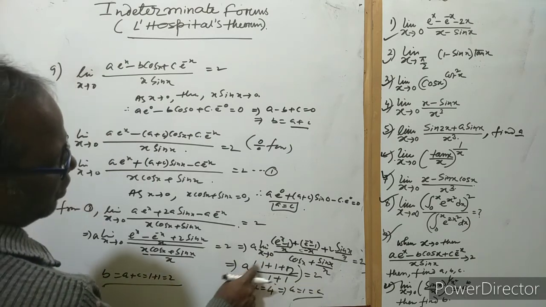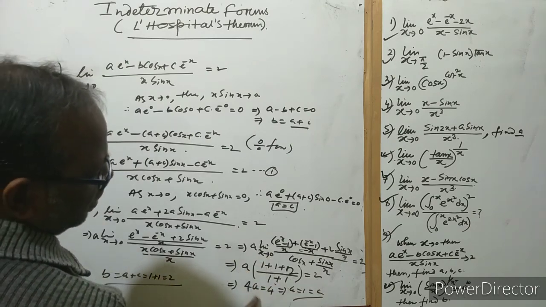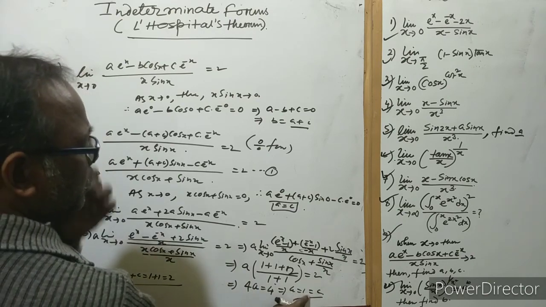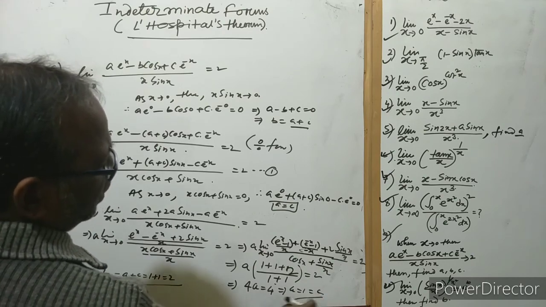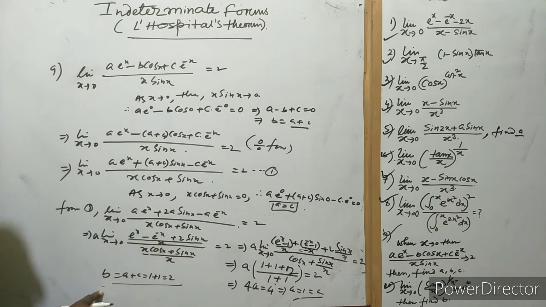So this is 4a by 2 equal to 2, therefore 4a equal to 4, so a equal to 1. So that actually a equal to c here, so a equal to c equal to 1, so the b is here a plus c, so that is 1 plus 1 and that is equal to 2, okay. Goodbye everybody.